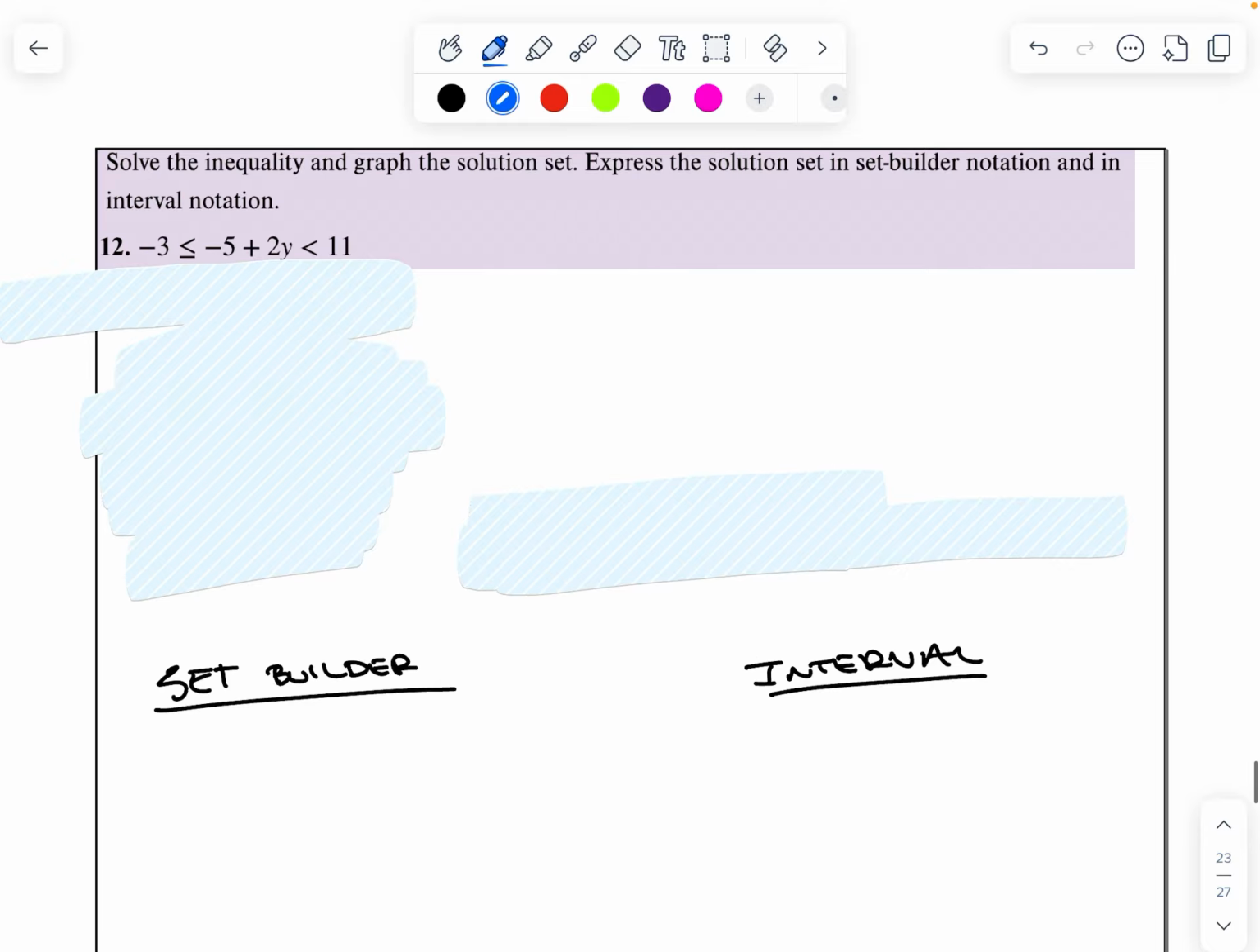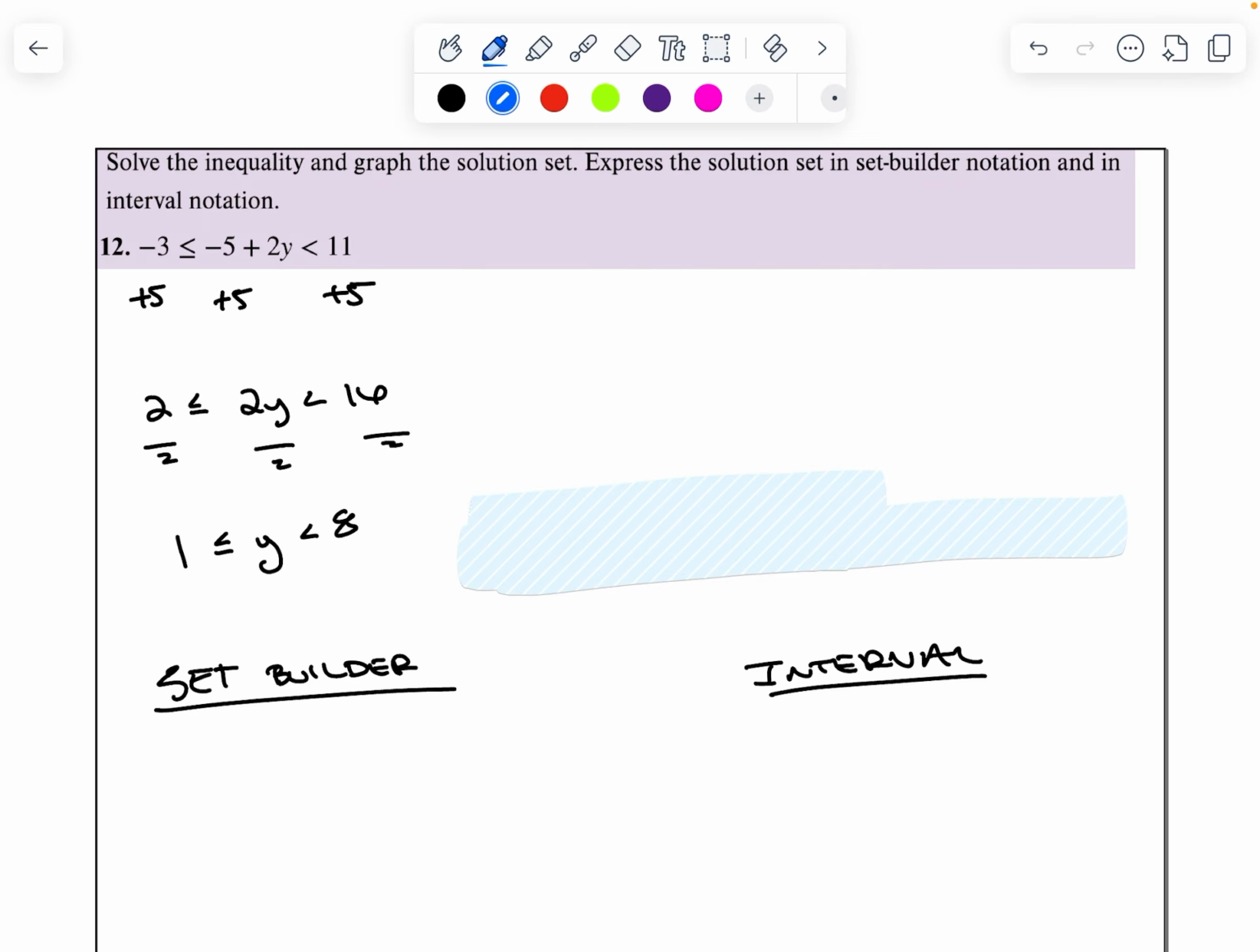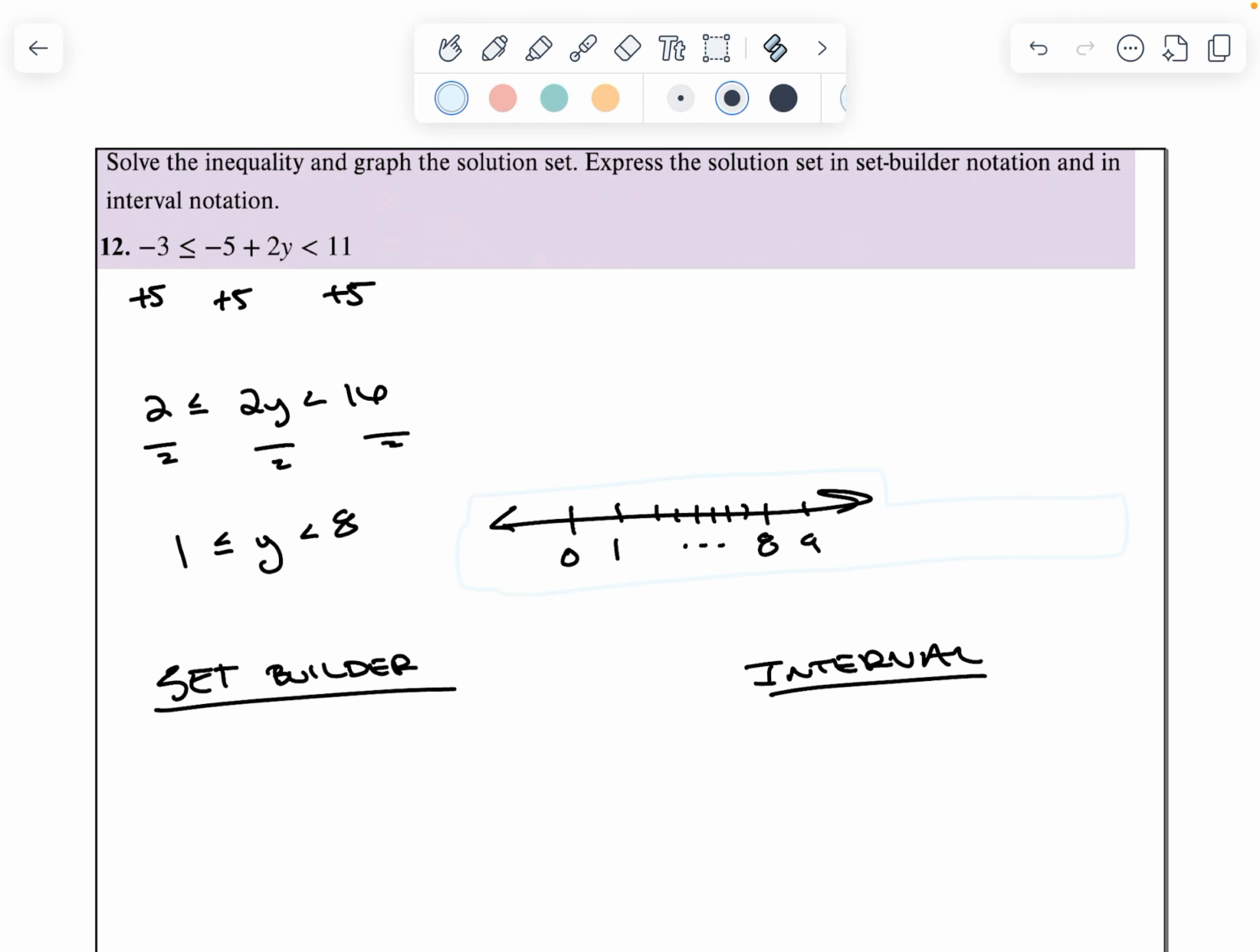Try this one. I'm going to uncover my answers in 3, 2, 1. That's how I solved it. I got y between 1 and 8. So then when I go to graph it, I need to have a closed circle on the 1, an open circle on the 8, and shade between.